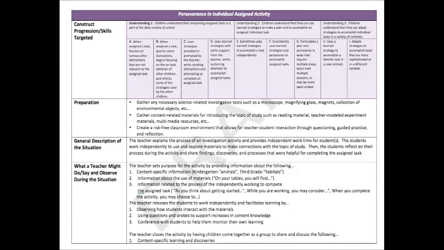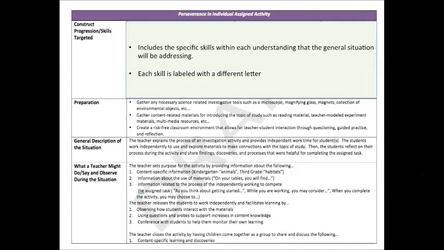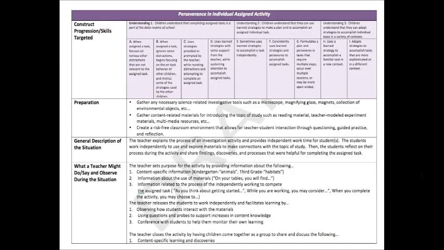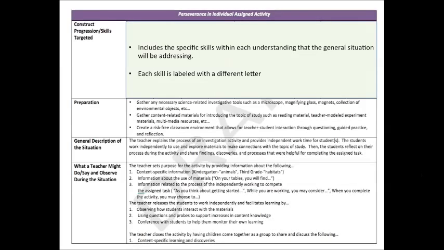Here's one that is perseverance and individual assigned activity. And what you'll notice is that the top row addresses the construct progressions and the skills targeted. As we've unpacked earlier what a progression is, you'll see understandings and you'll see the skills. Notice that the skills progress from A through I, from less sophistication to more sophistication. Currently we've just lettered them that way so we can easily refer to which skill we're talking about. And so the construct progression and the skills targeted for this particular activity are identified first on the situation.